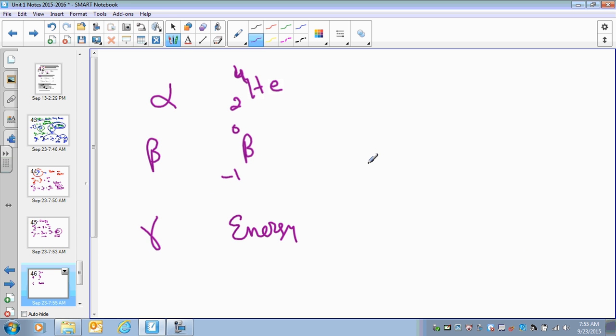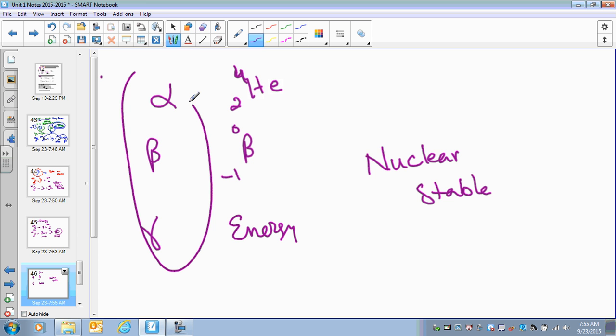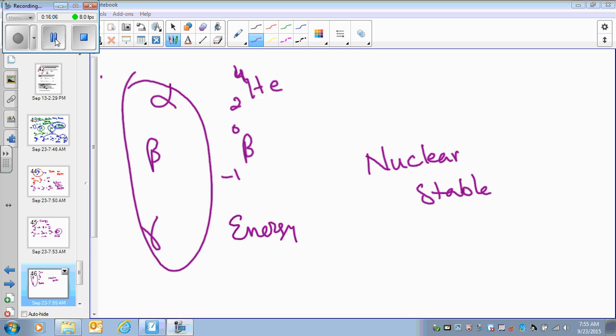And all of this is happening to get nuclear stability. When the number of protons and electrons are not equal, the nucleus will give out radiations, and those radiations come out in these forms, and the process is called radioactivity. So that's all we want to learn in reference to radioactivity.